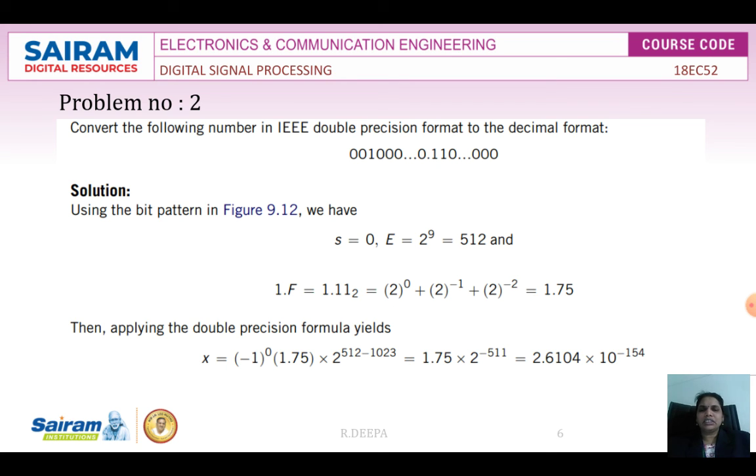Now let us represent this double precision format using the decimal. The formula is (-1) to the power of s, so it is (-1) to the power of 0 into 1.mantissa multiplied with 2 to the power of the exponent minus 1023. Let us substitute the exponent as 512 and calculate the equivalent decimal value. We are getting it as 2.6104 multiplied with 10 to the power of 154. So this is the equivalent decimal number for the given IEEE double precision format.